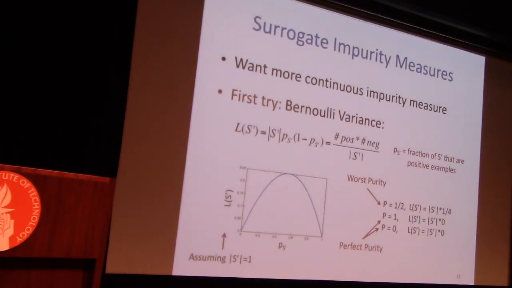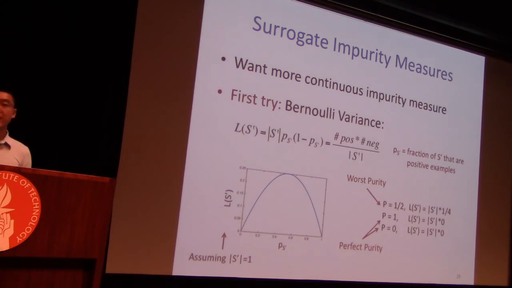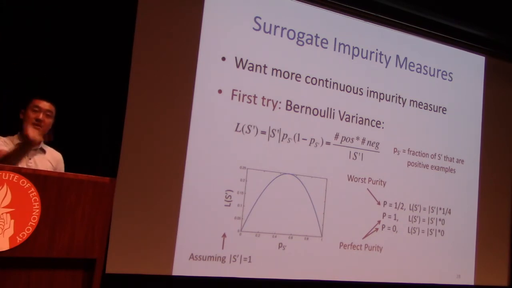Yes? Is the optimization still combinatorial? Well, we're going to do greedy top-down induction. So we're going to greedily grow this decision tree top-down. So we're not going to do the full combinatorial search, but we want a criterion to commit to a split, even in top-down induction, that is somehow more continuous than 0-1 loss.